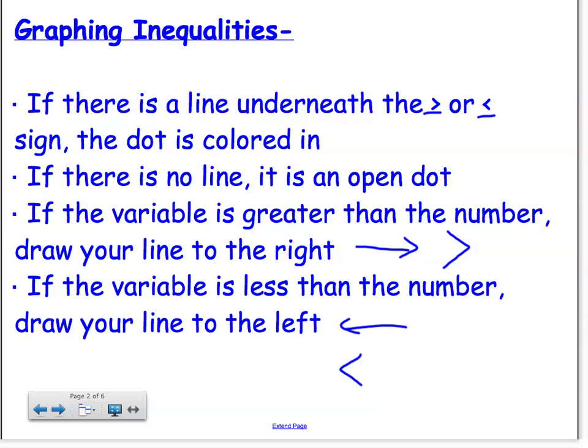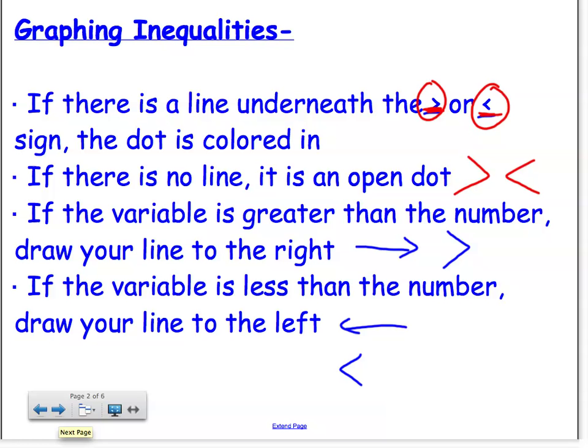A quick review, we have graphing inequalities. If there's a line underneath the greater than, less than signs, the dot is going to be colored in. So if your signs look like this with this line here, you definitely want to color in that dot. If there's no line, we just have an open dot. So if your signs are just like this, we leave that dot open, okay?